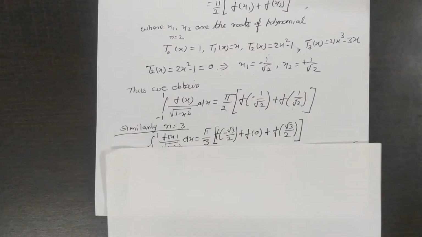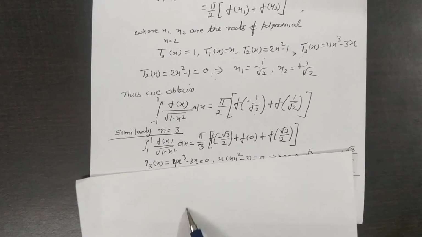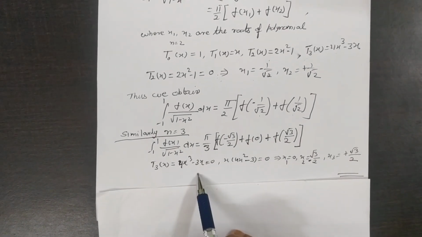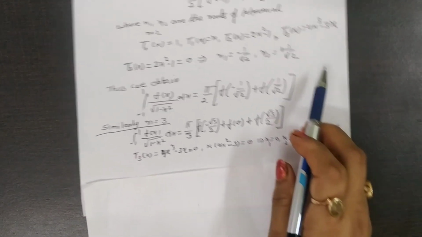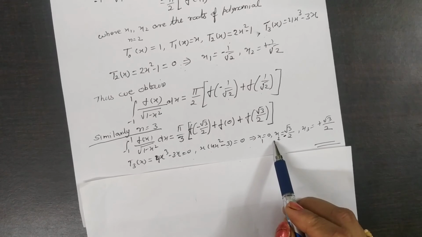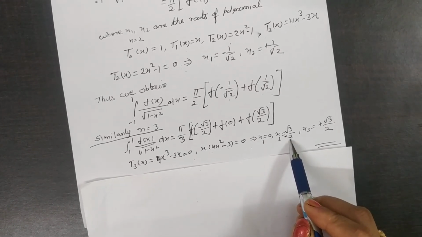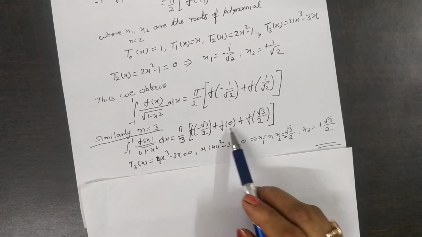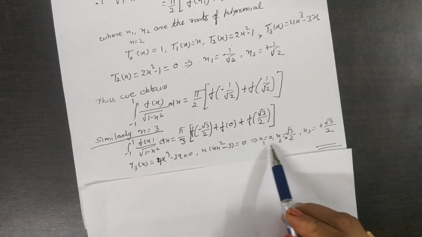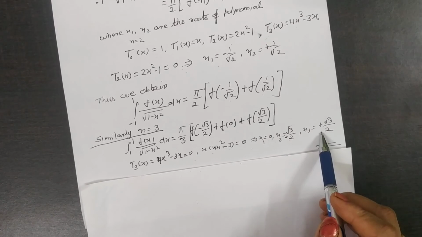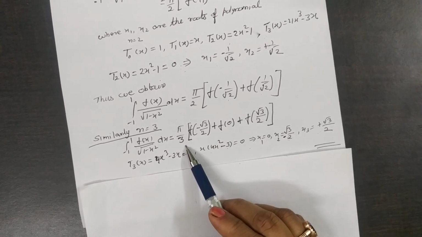Similarly for the third, if n is 3, then the equation is 4x cubed minus this one, x in this one. So here similarly x1 is minus of this, x2 is 0, and x3 is this one. So substituting this, we get pi by 3 times f of minus this, plus f(0), plus f of this.